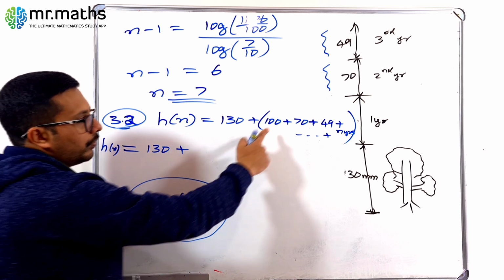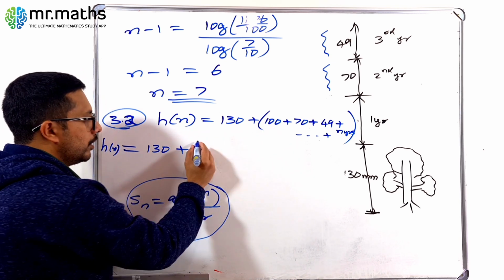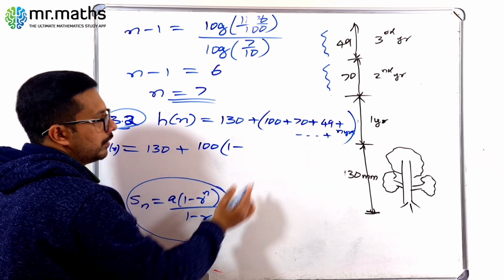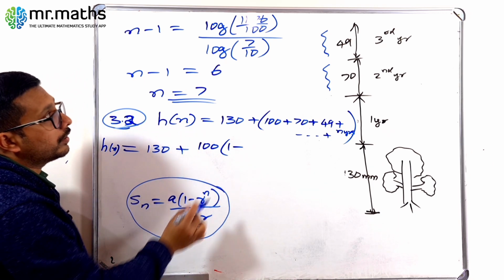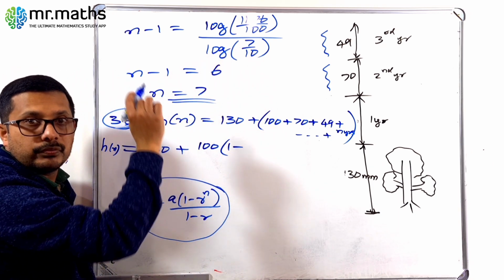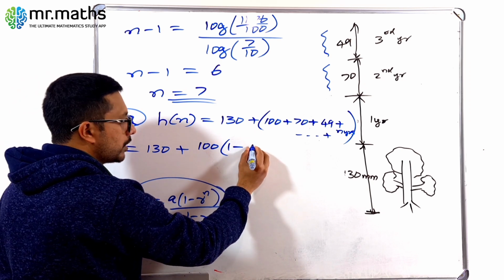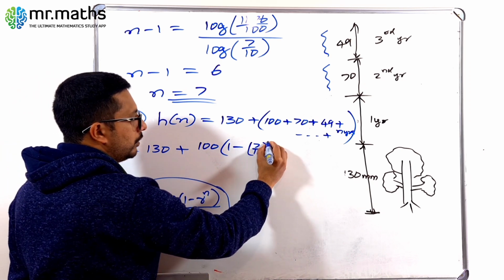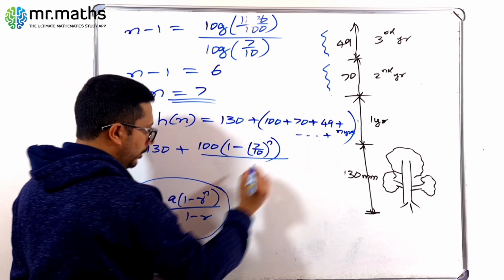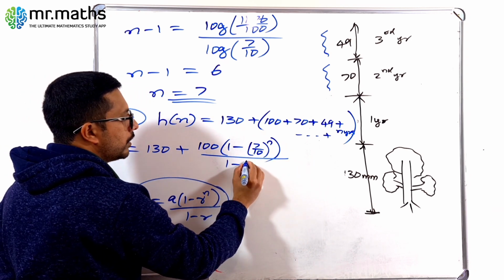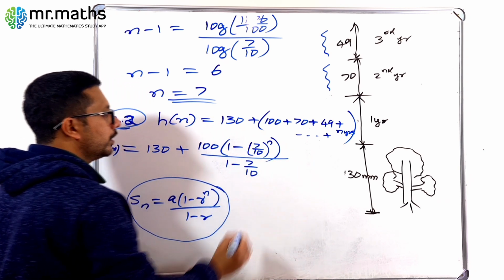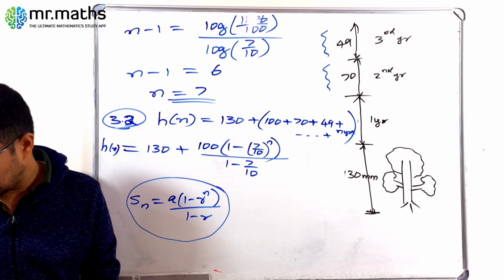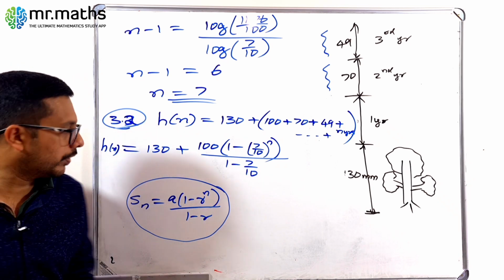What does a stand for? The first term, 100. So it is 100 into 1 minus r. We know that the common ratio, which we got in the first question, is 7 over 10. So it is 7 over 10 raised to n, divided by 1 minus the common ratio, 7 over 10. Now just to simplify, not too much simplification.